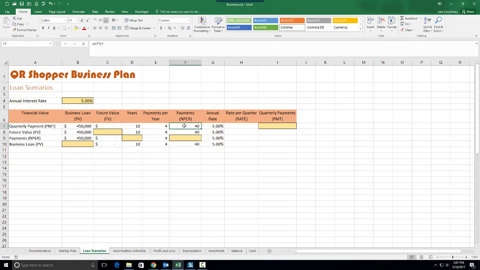Well, the math is already done here. I should have deleted that. But basically, it's a 10-year loan. And in this case, it's 4 payments per year. Now, very often loans are monthly, in which case that would be 12. But here we're doing quarterly payments.